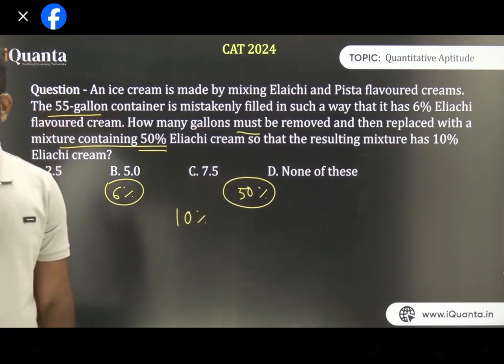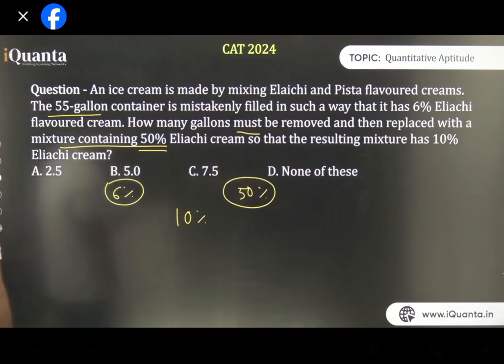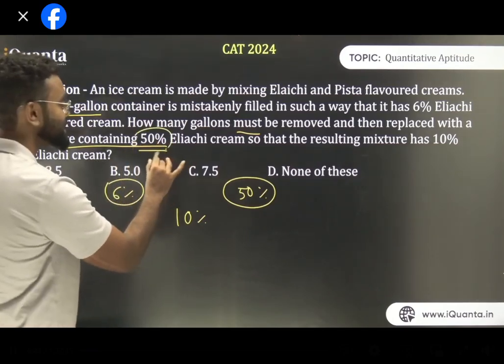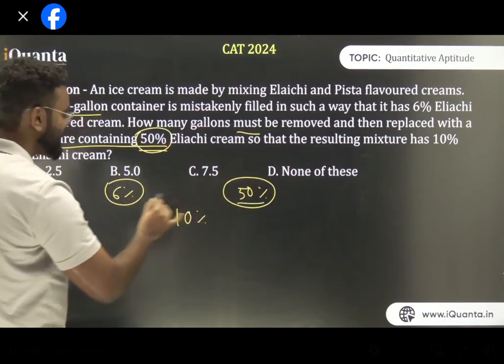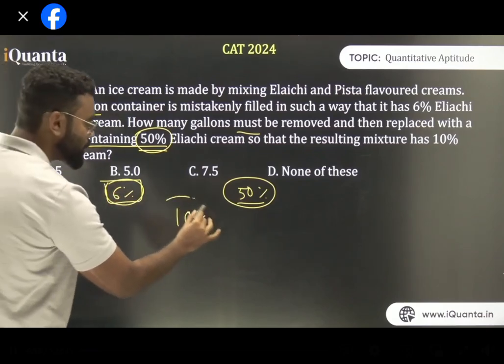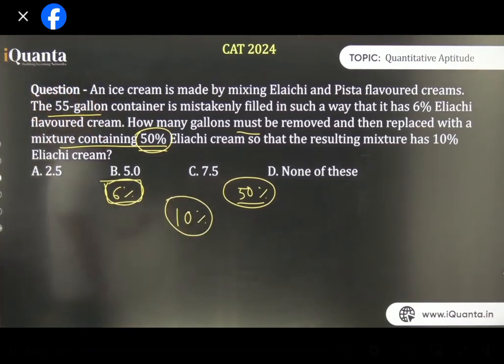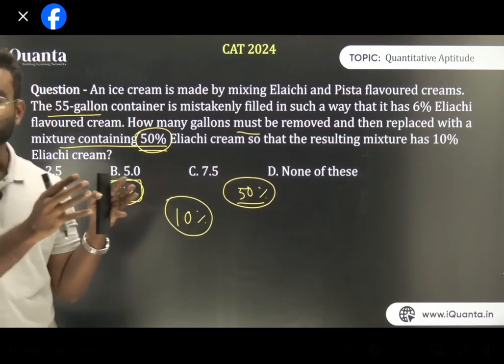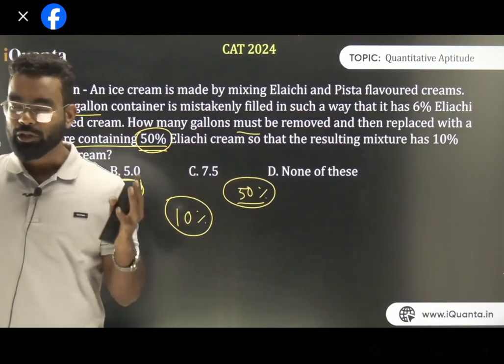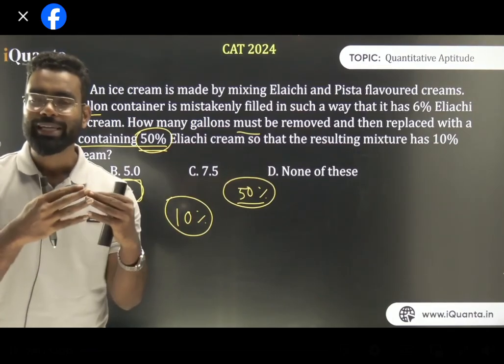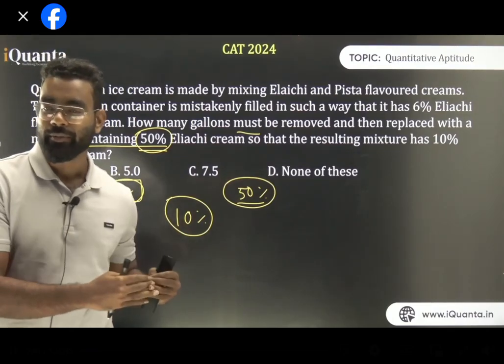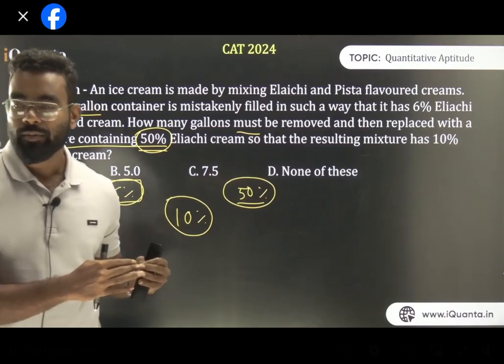So first you need to understand: this 50% elaichi cream has to be added to the container which is 6%, so that the overall will be 10% elaichi. Do you understand? You have a container with 6%, you have another 50%, and the question is how you can mix these two so that you get a 10% resultant elaichi mixture. I hope all of you have understood this.